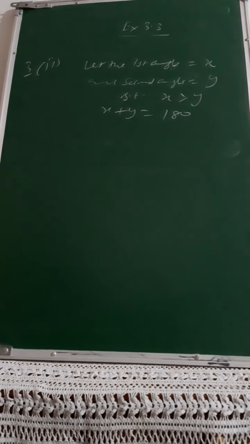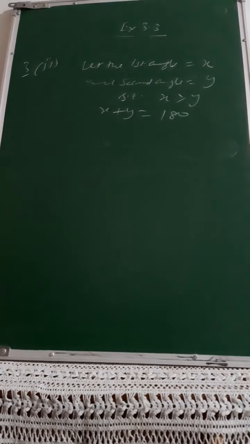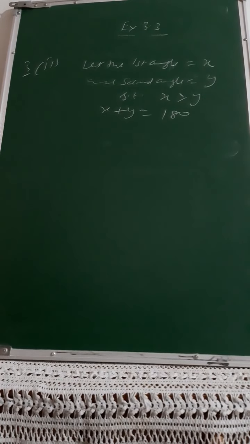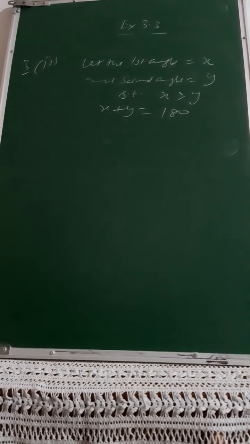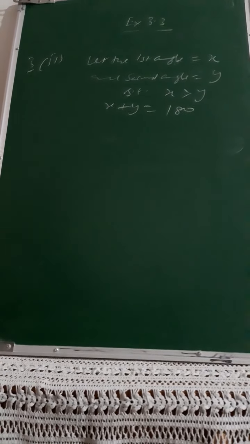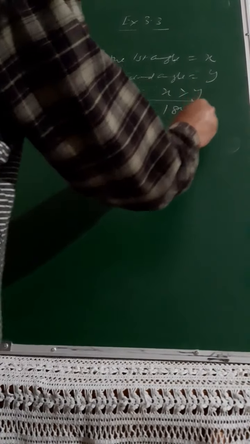So supplementary angles sum to 180 degrees. So x plus y is equal to 180. The larger of two supplementary angles. Now I have made clear that I am assuming x is larger compared to y. It exceeds the smaller by 18 degrees. So this is your equation number 1.